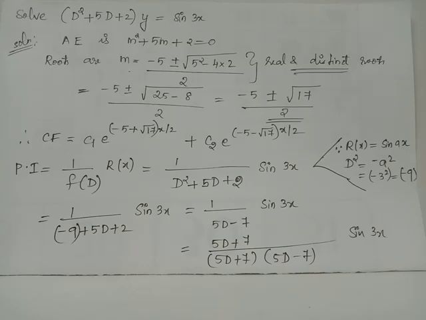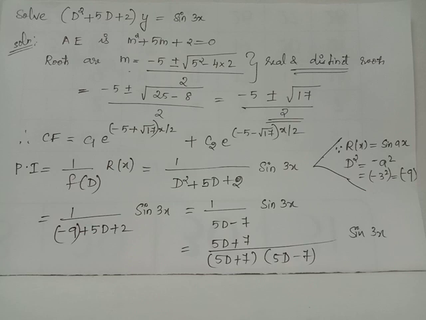Solve the differential equation (D² + 5D + 2) y = sin 3x. We will replace capital D using m and equate the equation to 0 to obtain the auxiliary equation. We obtain m² + 5m + 2 = 0 as the auxiliary equation.